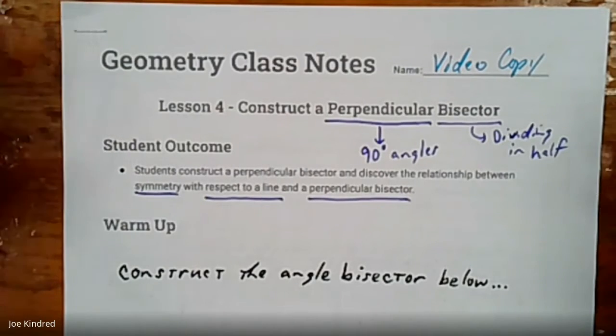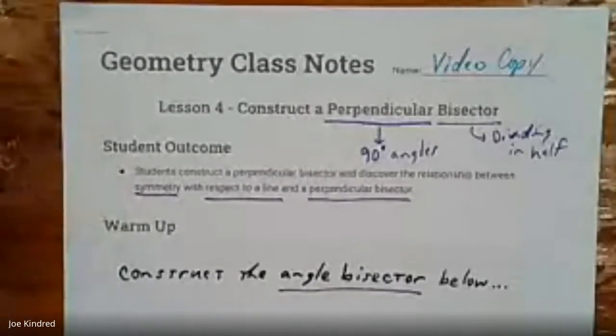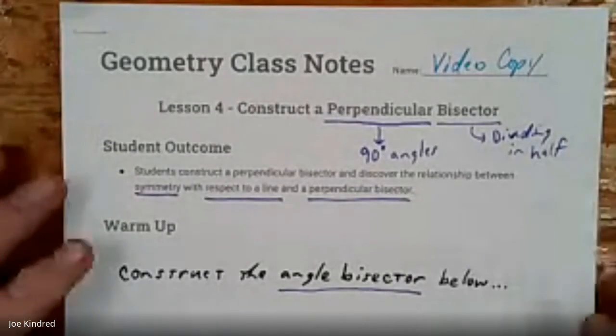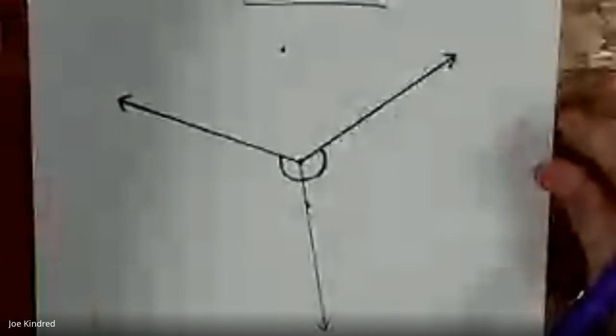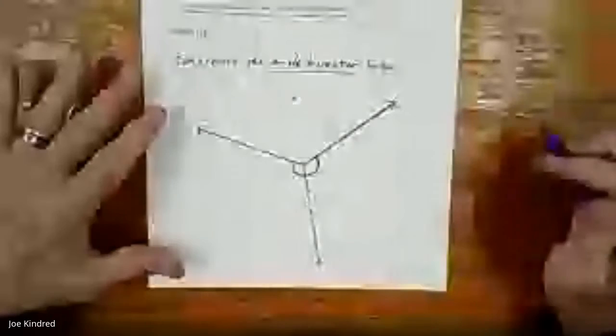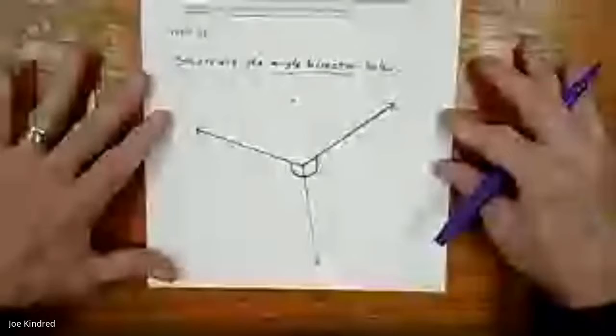The warm-up problem today was a review of angle bisectors, so I'll do a quick review of what that looked like. This was our warm-up problem. In review for the lesson today, we went through and discussed things like angle bisectors and how they create a certain bit of symmetry.